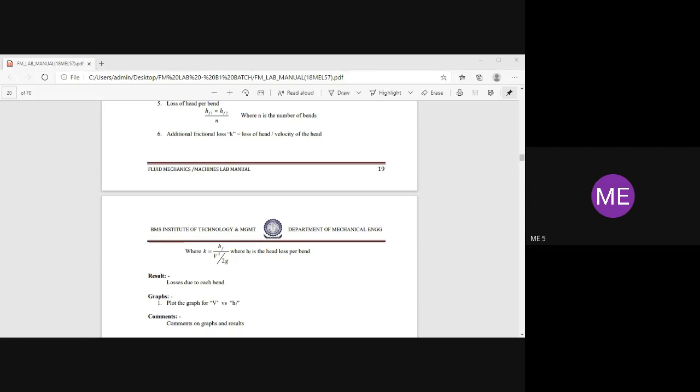Just do the calculation properly and put it in the tabular column. And then you have to show any one calculation out of these 4 readings. You show any one reading, enough.